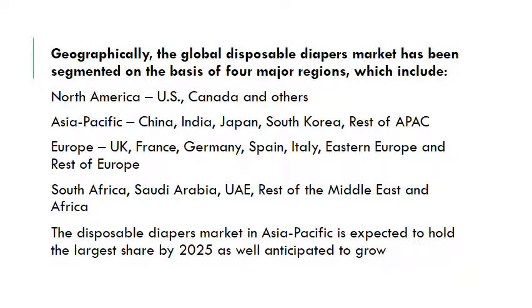Geographically, the global disposable diapers market has been segmented on the basis of four major regions. North America: US, Canada, and others like Alaska. Asia Pacific: China, India, Japan, South Korea, and the rest of the countries like the Southeast Asian countries. Europe: UK, France, Germany, Spain, Italy, Eastern Europe, and rest of Europe. Then South Africa, Arab countries, rest of the Middle East, and Africa all come into another geography. The disposable diaper market in Asia Pacific is expected to hold the largest share by 2025. So that is expected.